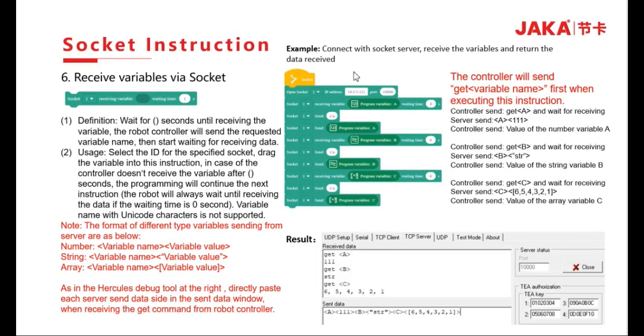We connect with the socket server, receive the variable and enter the data received. In the example here, after opening the socket communication on channel 1, the robot will ask us to receive the content of the variable A.